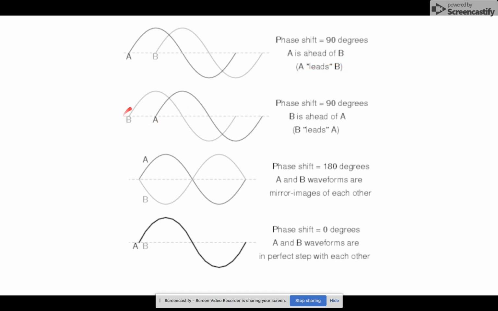Another example is here, you have B. It's actually the same thing, but it's just reversed.